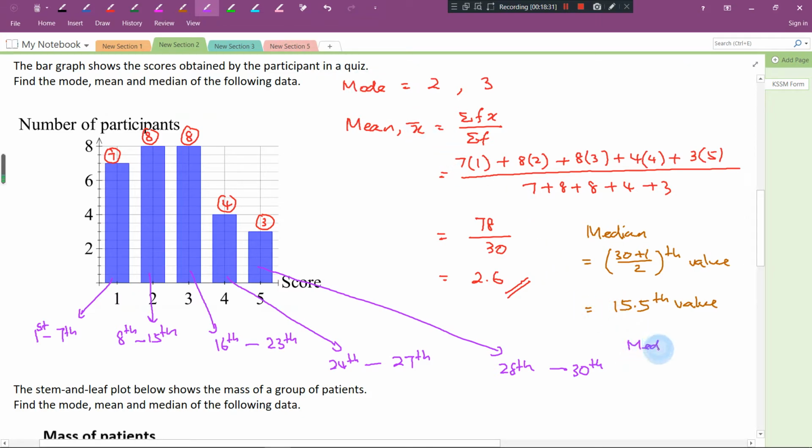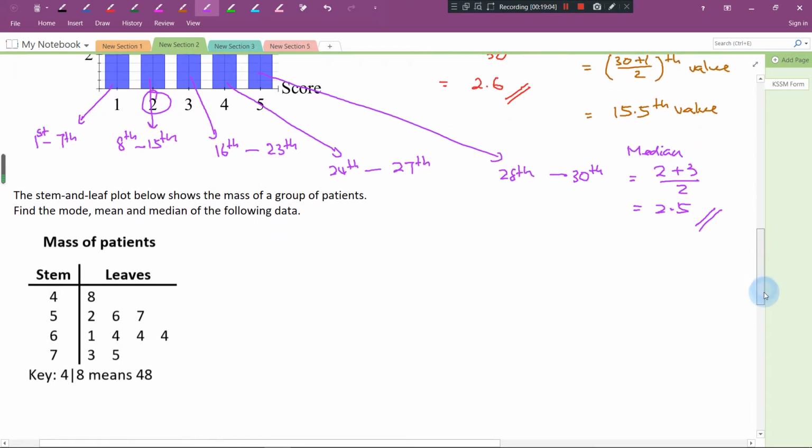So the median is equal to the 15th data. Don't take 15, but take this data. Oh, sorry, not this one. 2. Take 2 plus the 16th data, which will be over here, this group, which is 3, divided by 2. Okay, so it will be 2.5. So this is the median for this question.